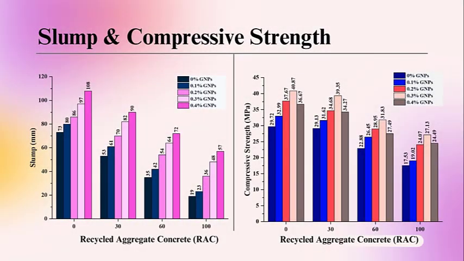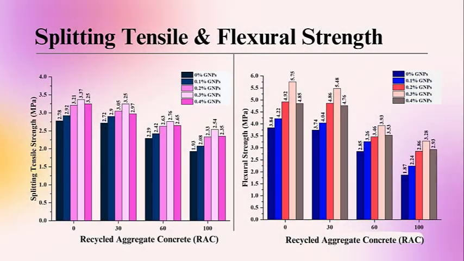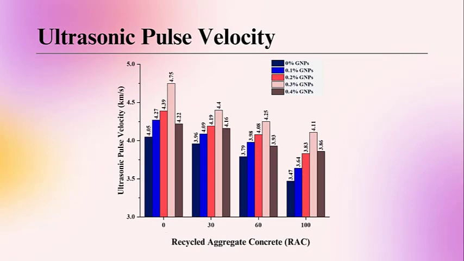Results. The slump test results show that with the increase in the percentage of RAC, slump decreases, while with the increase of GNMPs, it increases. From the compressive strength, splitting tensile strength, flexural strength and ultrasonic pulse velocity test results, it can be seen that with the increase in the percentage of RAC, mechanical properties and durability decrease, while with the increase of GNMPs, they increase. The maximum strength is obtained at 0.3% GNMP content.